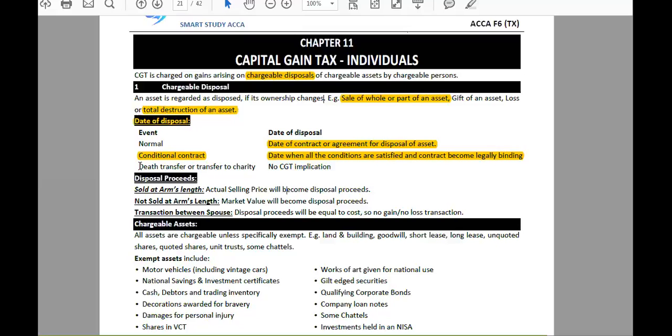The third case is death transfers. If an asset has been transferred to another party as a result of the death of an individual, for example, if a person has died and the property of the deceased has transferred between his family members as an inheritance. So in case of death, students, please remember, CGT is a lifetime tax. We will pay CGT on those transfers which we make during our lifetime.